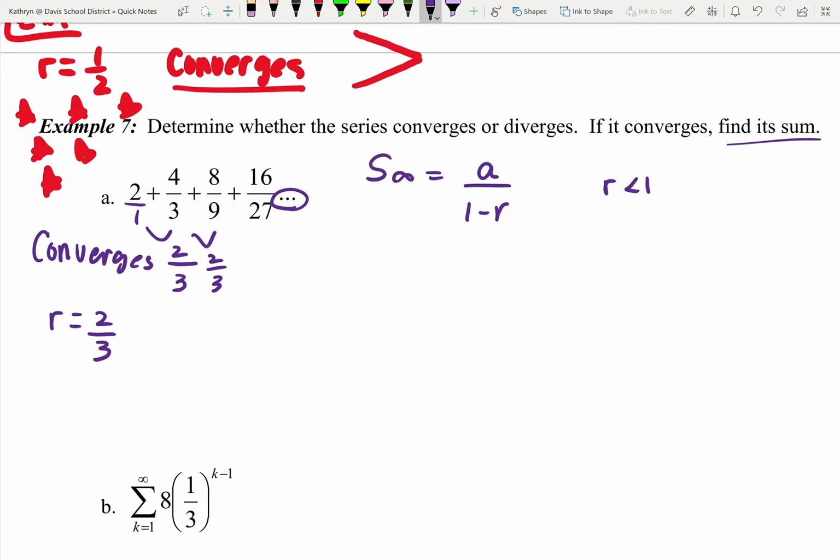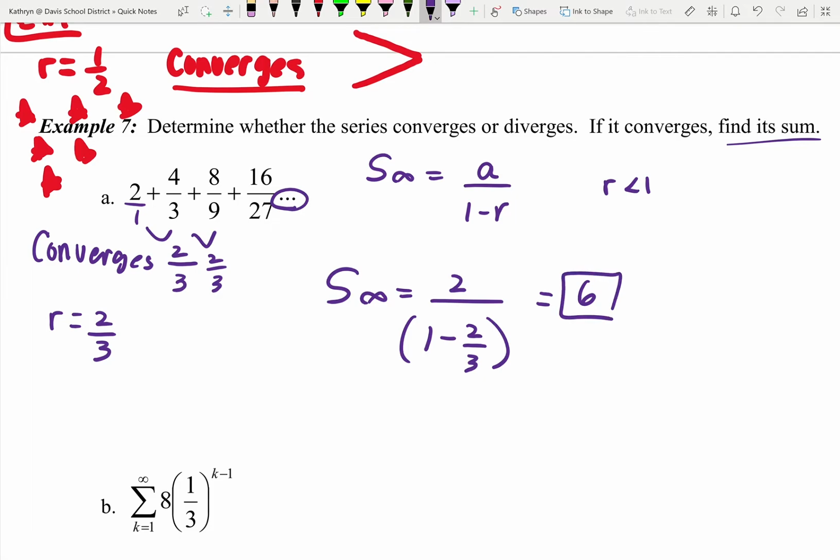Okay? So let's do the formula. Sum of an infinite series is a, which is 2, over 1 minus 2/3. I'm just going to put this in my calculator, but I have to remember to put parentheses right there. So everybody go 2 divided by parentheses, 1 minus 2 divided by 3, close it, enter, and my answer is a 6, and I'm done.